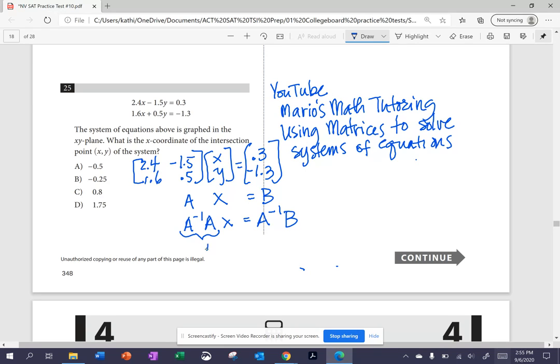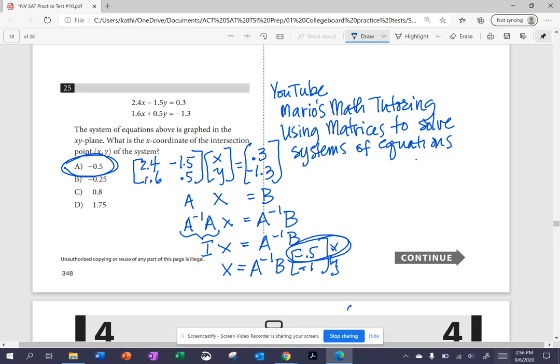This is my identity equals A inverse times B. So I get x equals A inverse times B. And my solution is minus 0.5 and minus 1. And it's asking for x. So my solution here is minus 0.5. So I'd go back and look at this Miss Mario's Math Tutoring video for extra help, and I have it in my playlist.